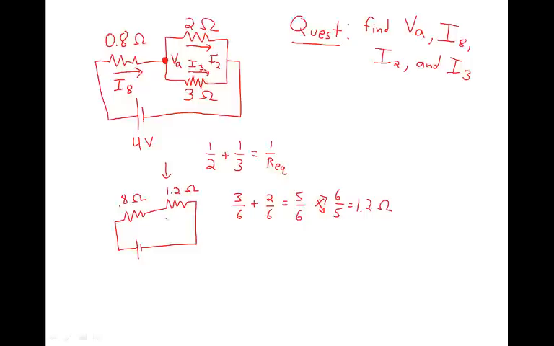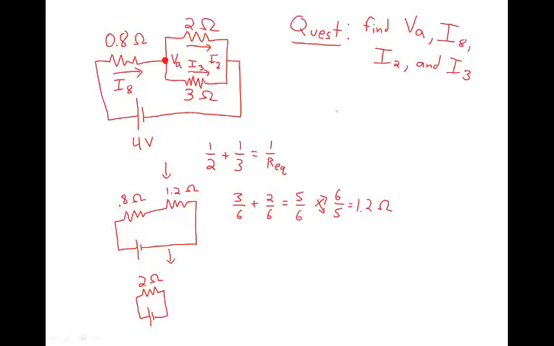Now I want to collapse that again to get one little resistor all by itself. This 0.8 ohms and the 1.2 ohms are in series with each other. Series is one right after another, so I just add them together. 0.8 plus 1.2 is 2 ohms. So the equivalent resistance of this entire circuit is 2 ohms. Nice easy numbers, almost like we picked them out beforehand.